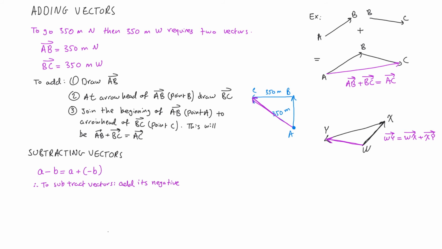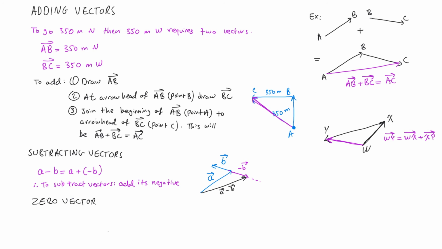So graphically, we can draw vector A and vector B. This is how we would add them. And to subtract them, we change B to negative B. So we just draw the same magnitude, but exactly the opposite direction, and then connect the beginning of A to the end of negative B, and that would be vector A minus vector B.